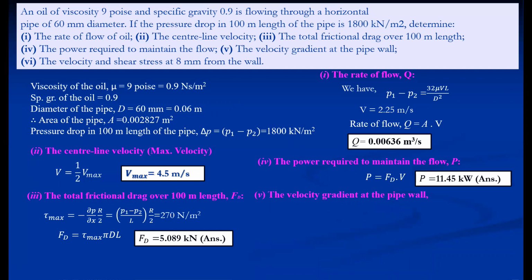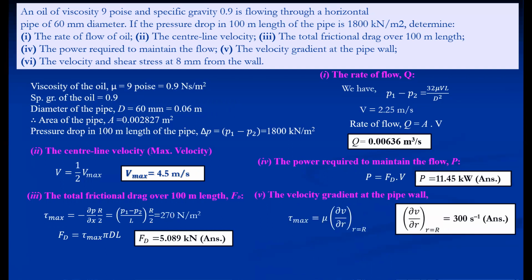Then the velocity gradient at the pipe wall, that we can again calculate by using the expression of tau max. This is the velocity gradient, and putting r equal to capital R, we can calculate this value. So by using this relation, that is 270 divided by mu, we get 300 second raised to minus 1. So finally, maximum shear stress at the wall, tau, is equal to 270 kilonewton per meter square. So this is a numerical we have solved using the different expressions that we have derived.